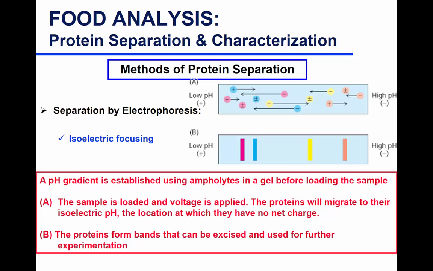Let's go ahead to do 2D electrophoresis. 2D electrophoresis means you separate based on two dimensions. The first dimension is separation based on the isoelectric point of the protein. Then the second dimension, you separate based on size. Some proteins have similar isoelectric points, and some proteins have similar sizes, so to enhance resolution, we do two-dimensional separation.